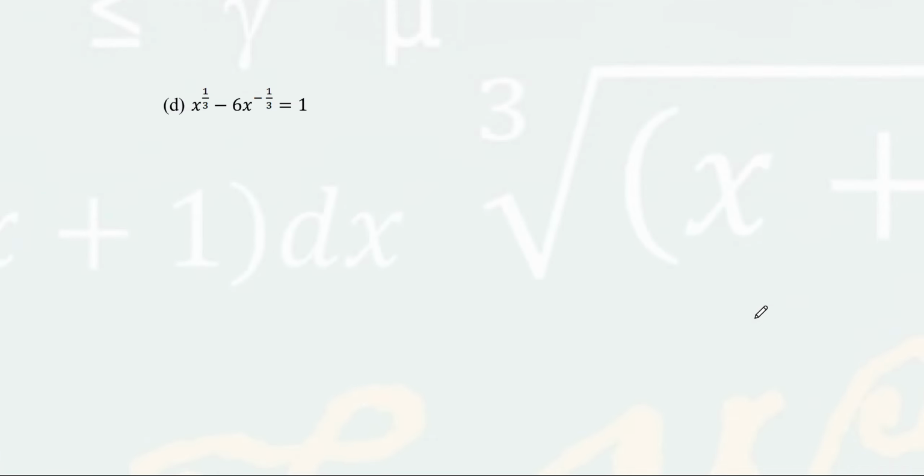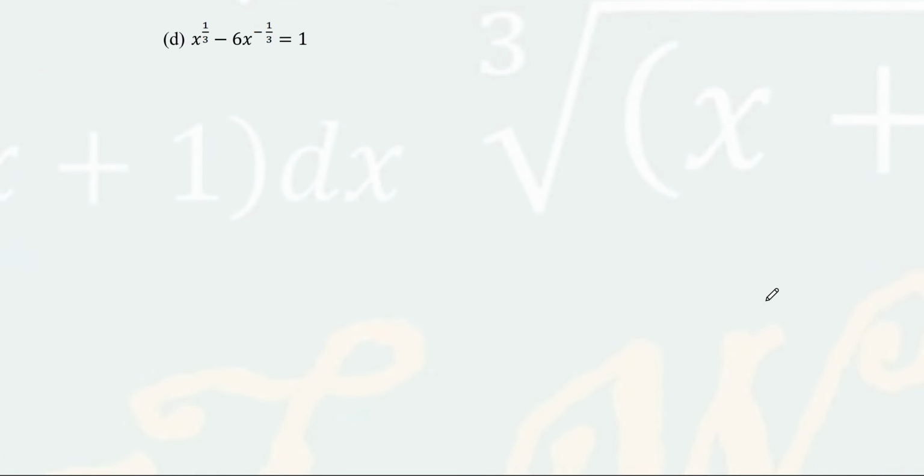Alright, so the next example is x^(1/3) − 6x^(−1/3) = 1. Basically both terms are the same, it's just that one is a positive power, another one is a negative power. So in this case, I will let u be x^(1/3). Therefore you will get u^1 − 6u^(−1) = 1. Now u^(−1) is 1/u, so I will change it to u − 6/u = 1.